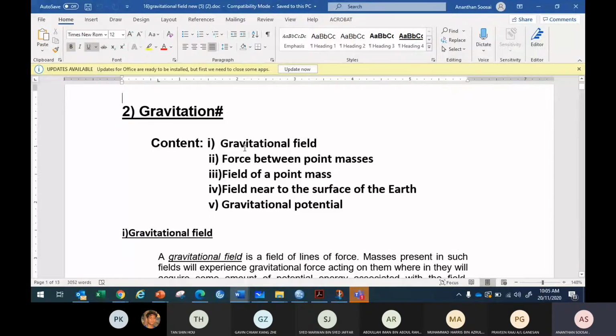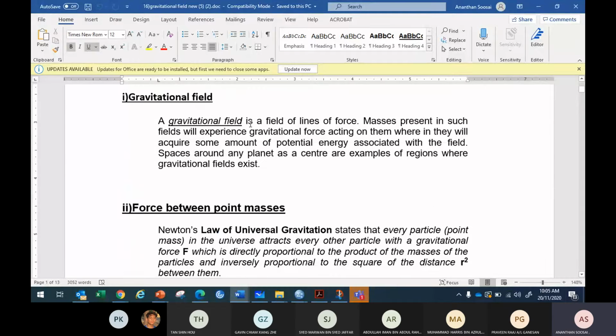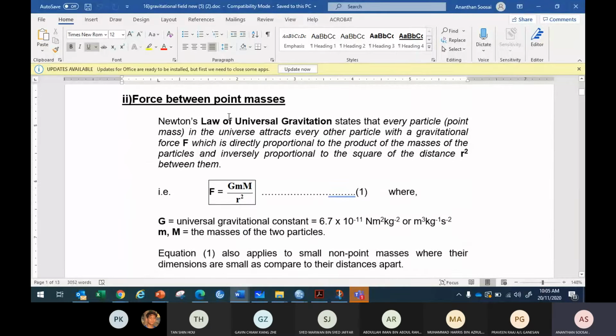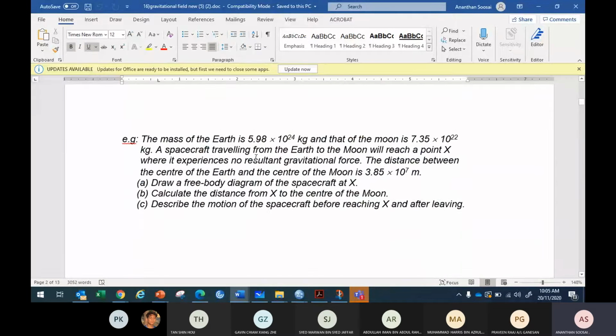Okay, so gravitation. So far we've done the gravitational field. What is a gravitational field? A region where a mass experiences a force. Then we talked about the law of universal gravitation, which Newton introduced: F equals GMm over r squared. According to him, the force between two point masses is directly proportional to the product of the masses and inversely proportional to the square of the distance. Then we discussed some questions here. You can give them a try later.